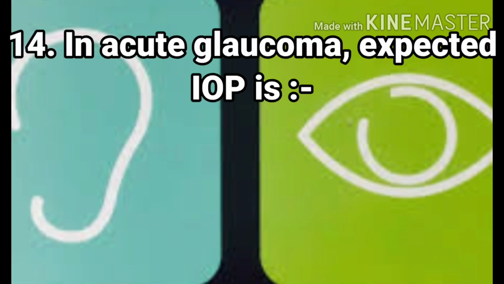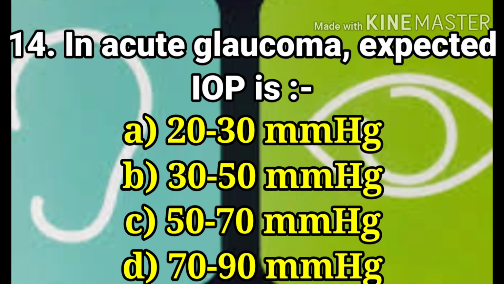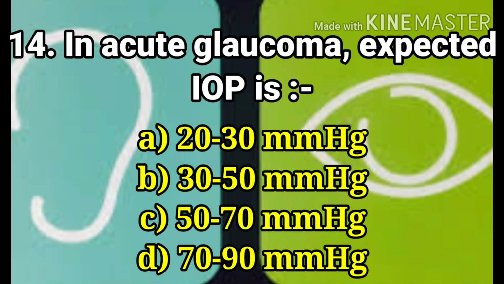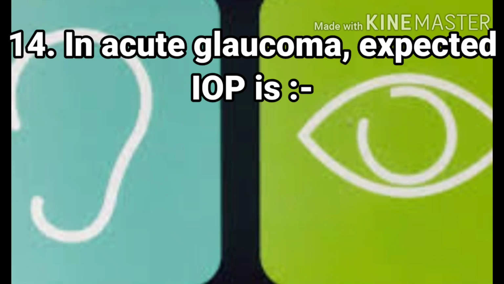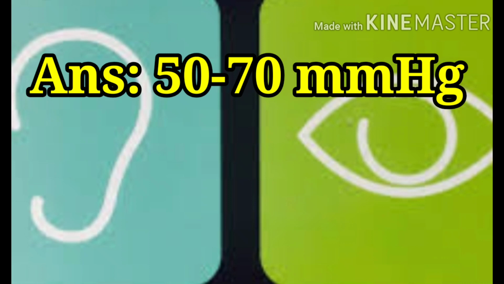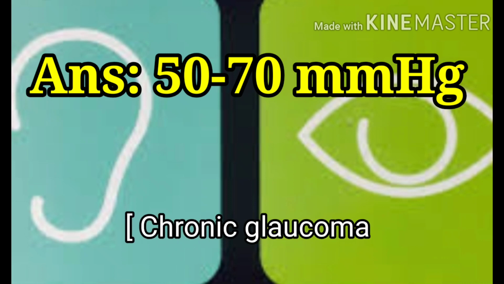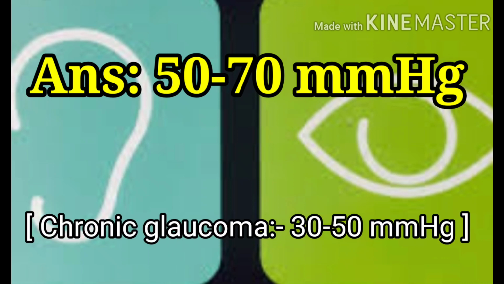The next question, in acute glaucoma, expected intraocular pressure is, the options are 20 to 30 mm of Hg, 30 to 50 mm of Hg, 50 to 70 mm of Hg, 70 to 90 mm of Hg. In acute glaucoma, expected IOP is, answer is 50 to 70 mm of Hg. And in the case of chronic glaucoma, the IOP is 30 to 50 mm of Hg.